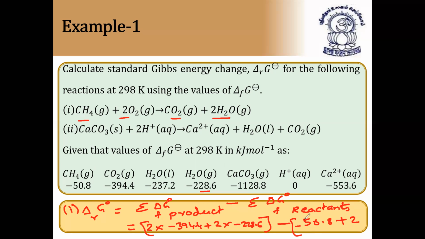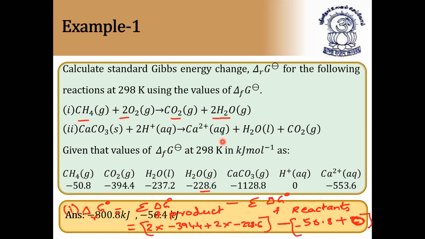For oxygen, no need to take into consideration, because CH4, CO2, H2O, CaCO3, H plus, Ca 2 plus are given. So individually it is 0. If you calculate this, you will definitely get the answer. So 2 into minus 394.4 plus 2 into minus 228.6 minus 50.8 for the formation of the reaction. Let us see the answer now. It is minus 800.8 kilojoules. First case, it is what? Minus 800.8 kilojoules. You can substitute the values and do it.